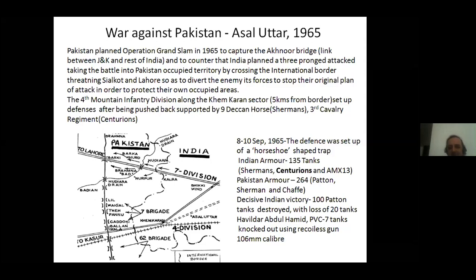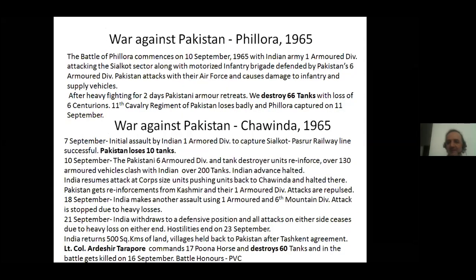So with this, I'll move on to the rest of the battle here. In 65, it's important to combine the operations at Asal Uttar, Phillora, and Chawinda. One followed the other, and the dates overlap here. After the defeat of Pakistan at Asal Uttar, and the simultaneous attack by the Indian 1st Armored Division, the objective is to attack the Sialkot sector and ensure that they effectively tackle the Pakistani 6th Armored Division there.